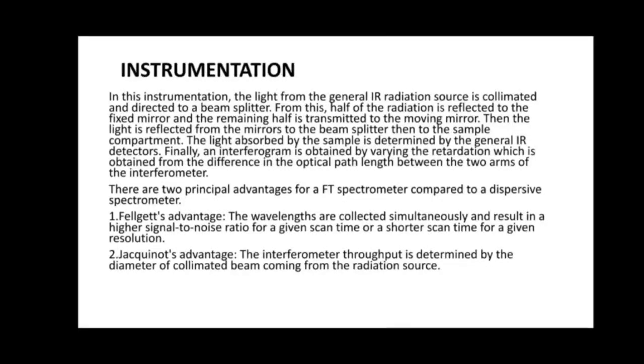There are two principal advantages for the FT spectrometer compared to the dispersive spectrometer. First, Fellgett advantage: the wavelengths are collected simultaneously and they result in a higher signal to noise ratio for a given scan time, or a shorter scan time for a given resolution. Second, Jacquinot advantage: the interferometer throughput is determined by the diameter of the collimated beam coming from the radiation source.